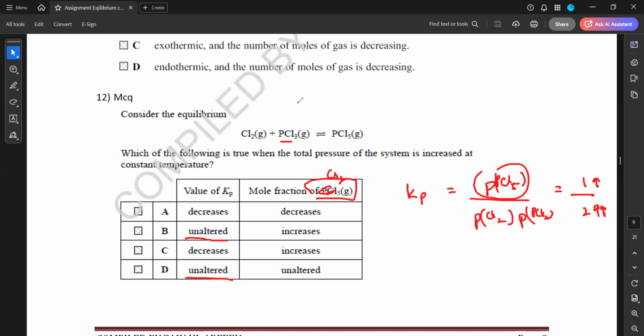When you increase the pressure, the mole fraction will increase for the reactant as well as the product. But what happens to the overall mole fraction depends on how many moles of reactant and product we have. If the reactant has more moles than the product, the overall mole fraction will decrease. If the product has more moles than the reactant, the overall mole fraction will increase. And if they have an equal number, then the mole fraction won't change. So in this case, the correct answer is B. Is it clear?